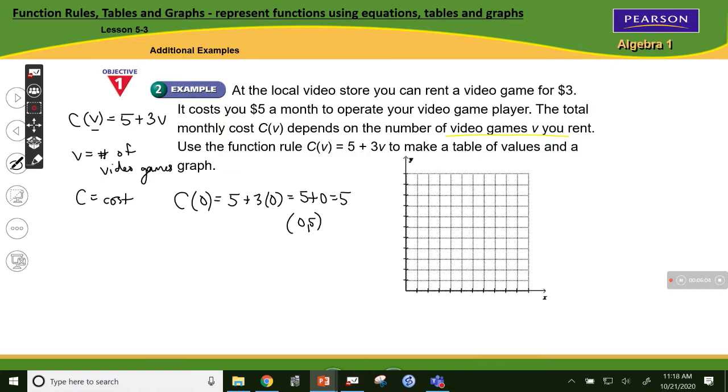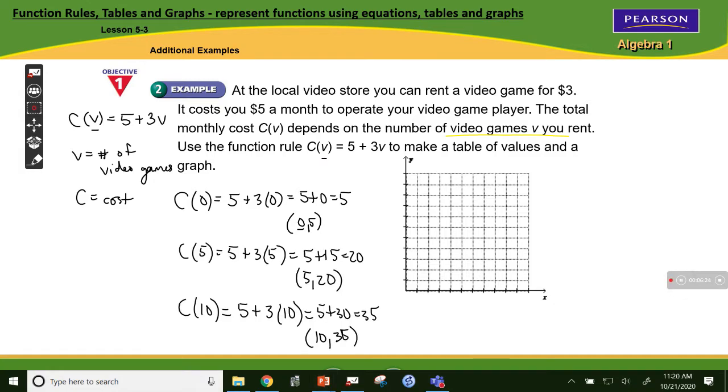That's always a good place to start with an input of 0 when you're doing a real world situation. The input of 0 is always going to give you the y-intercept, and the y-intercept is very frequently the best place to start a graph like this. So (0, 5), we're talking about video games for our inputs. I'm going to choose a couple more and do out the math, and I'll be right back.